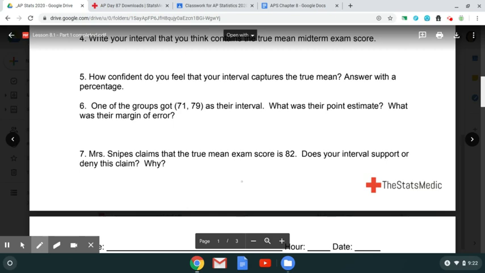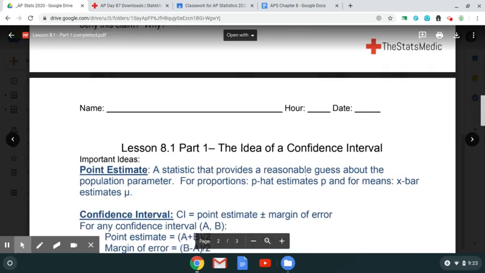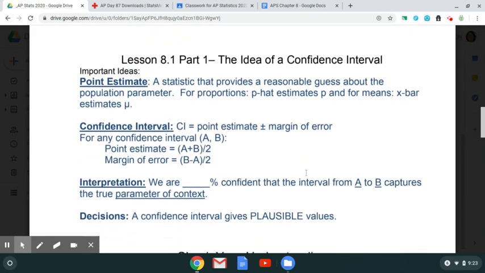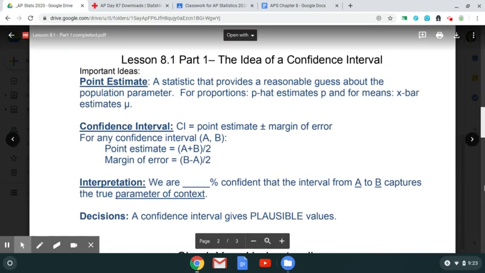So, as we always do, we're going to look at our important ideas. Let's talk about the things that we need to take away from this first lesson. The point estimate is going to be a statistic, so it's always going to come from your sample. It's going to provide a reasonable guess about the population parameter. So when we're doing problems about proportion, our point estimate is going to be p hat, because that's going to estimate our true proportion p.